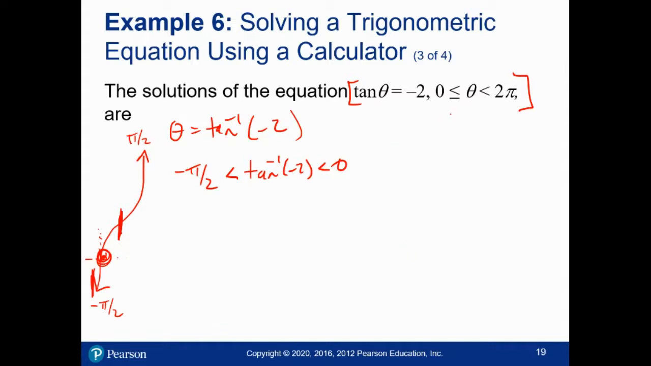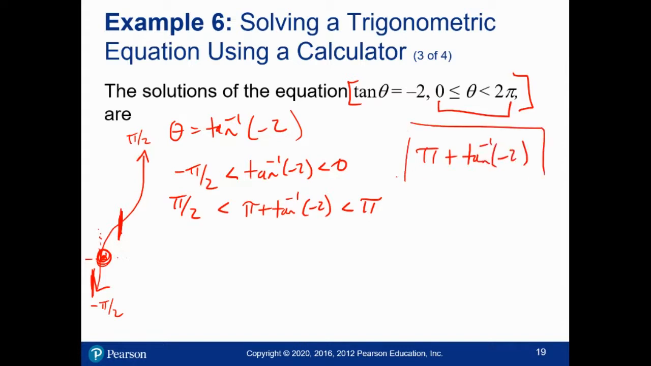Now I know that my restriction is I want the answer to be between 0 and 2 pi. So let's add pi: pi plus the arctangent of negative 2. That's less than pi, and it's bigger than pi over 2. Pi plus negative pi over 2 is going to be positive pi over 2. We're looking for things between 0 and 2 pi, and we just found something between pi over 2 and pi. So this works. Pi plus the arctangent of negative 2 is one legitimate solution.